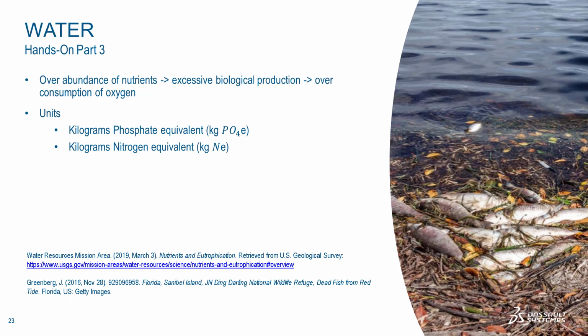Water eutrophication is the next environmental damage category that we consider. And water eutrophication is a process by which there is an overabundance of nutrients that leak into waterways, and that causes excessive biological production, mainly in the form of algae growing quite rapidly. And that causes an overconsumption of oxygen, which in turn tends to choke or reduce the amount of oxygen available to other life forms in the water body and can kill those other life forms. Here we see fish that have been killed because of oxygen depletion in this waterway.